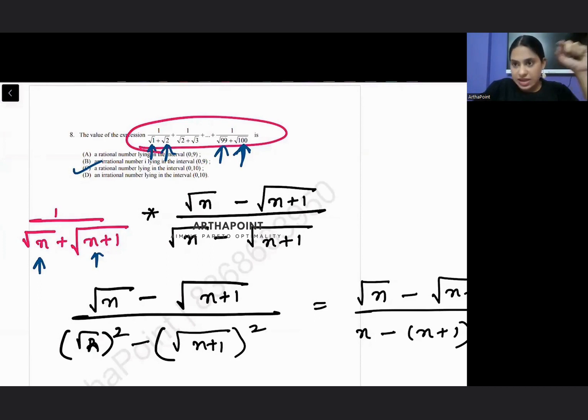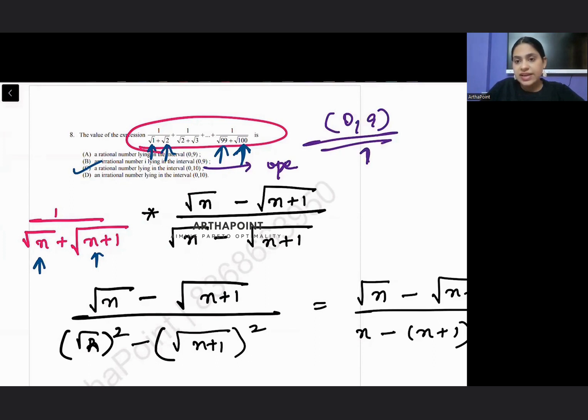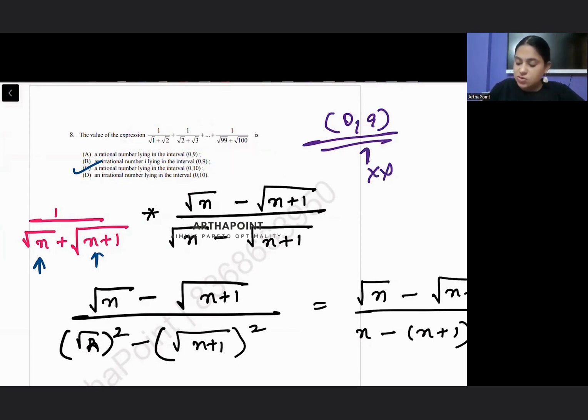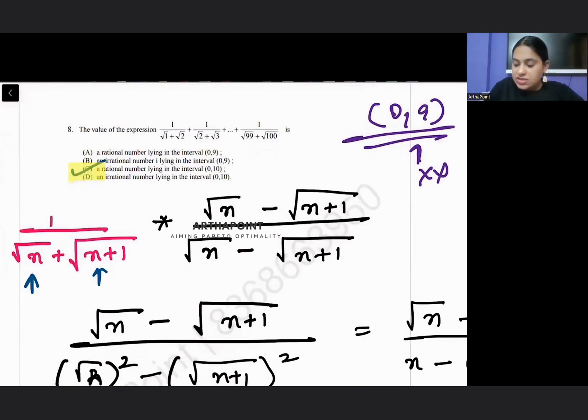So if the sum is 9, it means 9 is a rational number. And 9 lies between 0 to 10 because this is an open interval. So I cannot say it lies between 0 to 9. Here 9 is not included. So we can go ahead and say that the answer to this question will be C. It is a rational number lying between the interval 0 to 10. And that's the answer to this question. Okay, beta. Thank you.